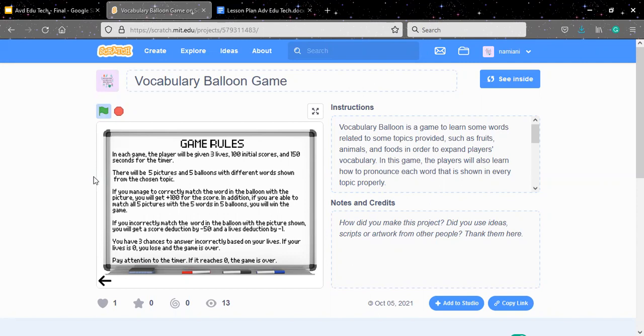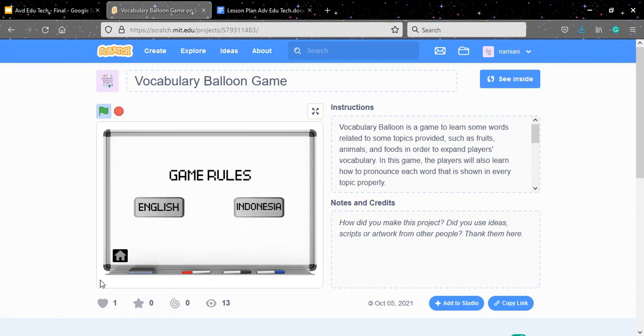So the student has three chances to answer incorrectly based on the lives given. And if the life is 0, the game is over and the player loses the game. The player also needs to pay attention to the timer because if it reaches 0, the game is over. Okay, so that's the game rules.